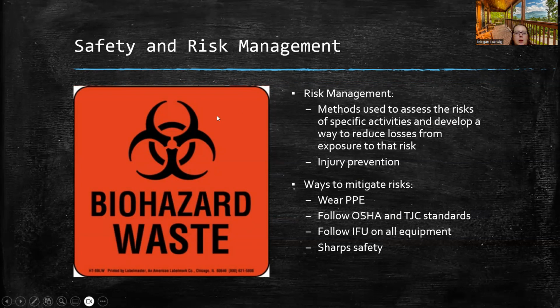So ways that you can mitigate risk to yourself. Wear the proper PPE. You guys have already talked about that in your discussion posts. Understanding what the purpose of those are. Follow OSHA and TJC standards. So OSHA is your occupational safety and health, and then TJC is the Joint Commission. They're the ones that come in and accredit each hospital or healthcare facility, making sure their standards are being followed. And then IFUs again, and sharp safety is a big one so we can prevent those bloodborne pathogens.